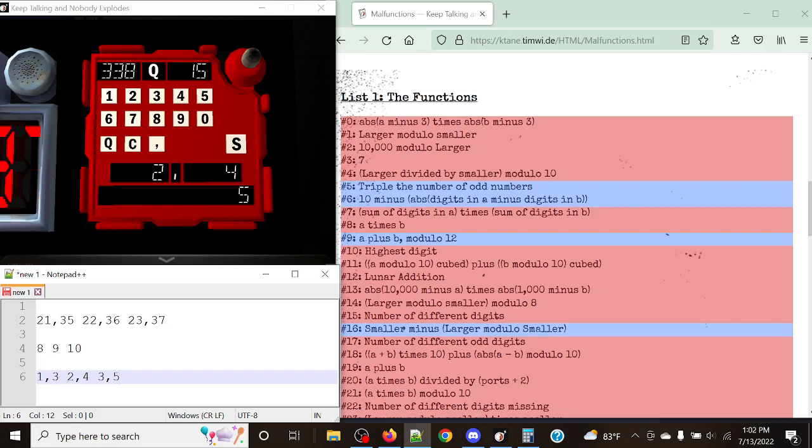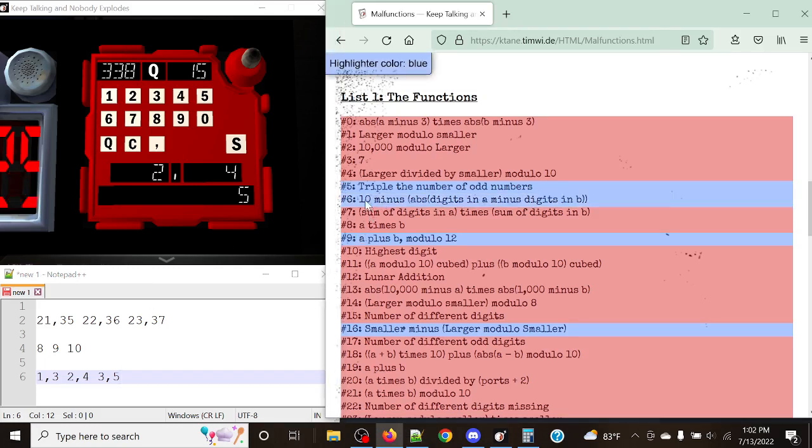potentially, it's going to be either, I don't think the function is changing. I think it's safe to say that the function is not changing. And it's safe to say that this is also not number 6. Because 10 minus the absolute value of digits in A minus digits in B, that would be simply a 1 minus 1, which would be 10 minus 0. This is not a function anymore, so we can get rid of that option.